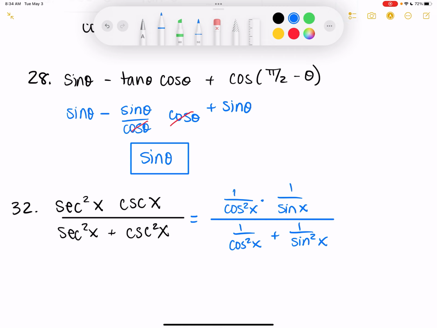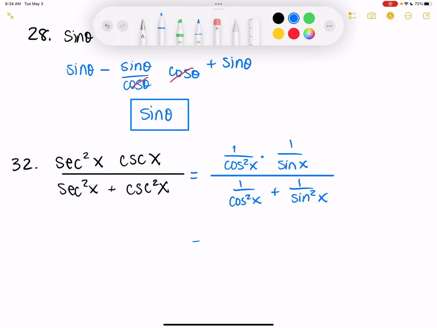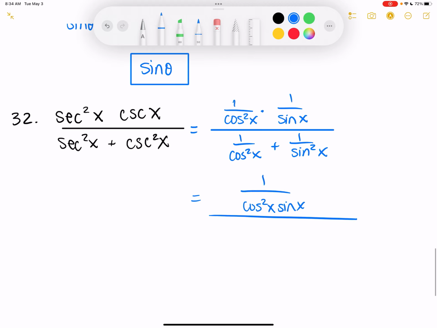Oh, you're multiplying and adding, those are different. Keep change flip, not yet. Alright, so on the top I'm going to have 1 over cosine squared of x times sine of x all over. On the bottom I need to get a common denominator, so how do I do that? Common denominator.